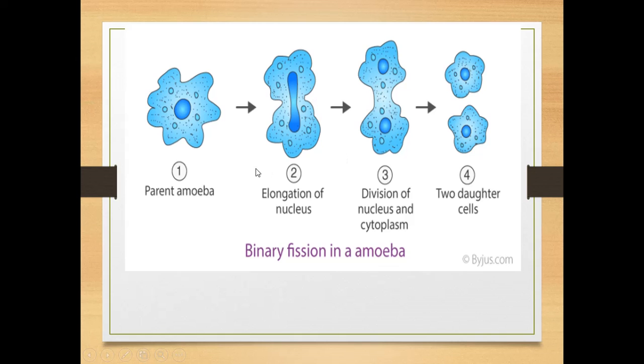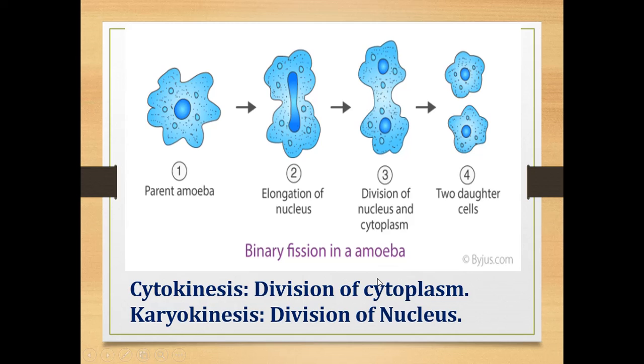Here you can see the example, binary fission in an amoeba. Here is the parent amoeba, and when there is a favorable condition, there will be an elongation of the nucleus in the amoeba. After elongation, the nucleus starts to divide, and the cytoplasm present in the amoeba also starts to divide. So there will be a division of nucleus and cytoplasm, which results in the formation of two daughter cells. Division of cytoplasm is called cytokinesis and division of nucleus is called karyokinesis.